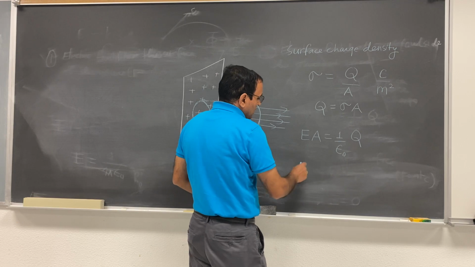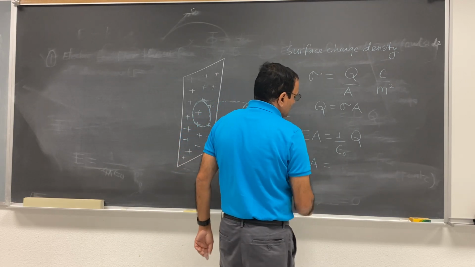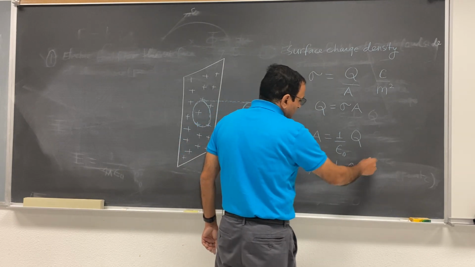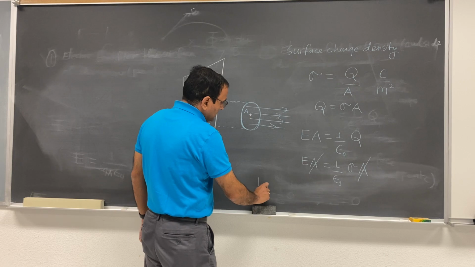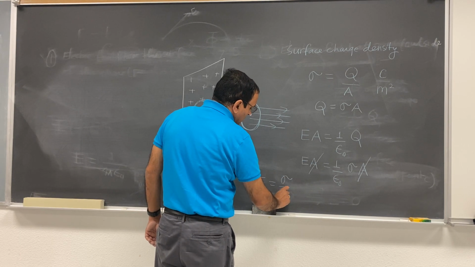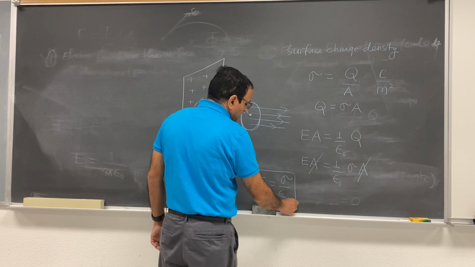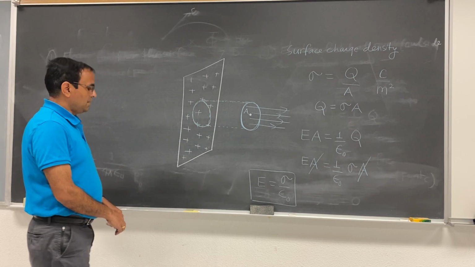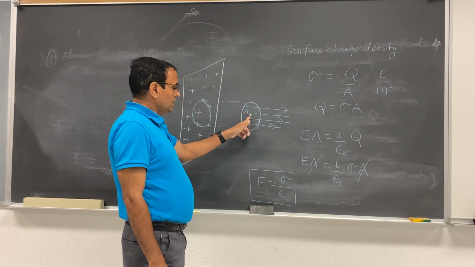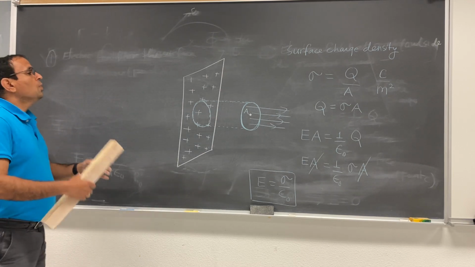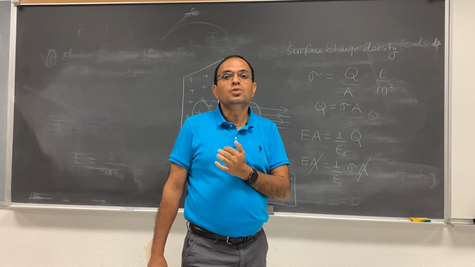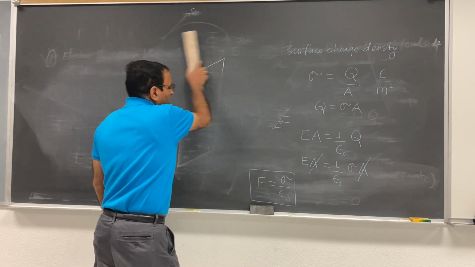So if you do that, look here. E A is equal to 1 over epsilon 0 times Q, and Q is sigma times A. This A and this A are the same area. So what is the electric field then? The electric field at this point is E equal to sigma divided by epsilon 0. So this is how you calculate the electric field at this point. And one thing, the electric field on the surface of the conductor is always the same, uniform. So this is about Gauss law.